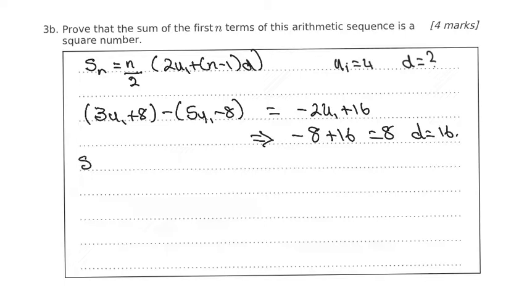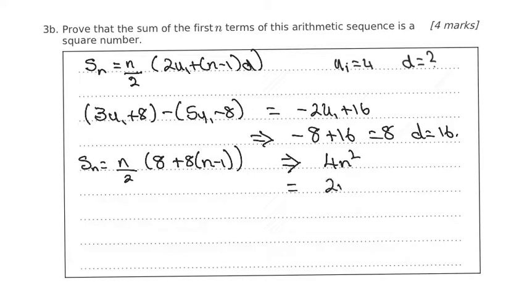So we know that S of n is equal to n over 2, 2 times 4, which is 8, plus 8 lots of (n minus 1). If you multiply that out, you get 4n squared. Now that is a square number, which is equal to (2n) all squared. Therefore, S of n equals a square number.